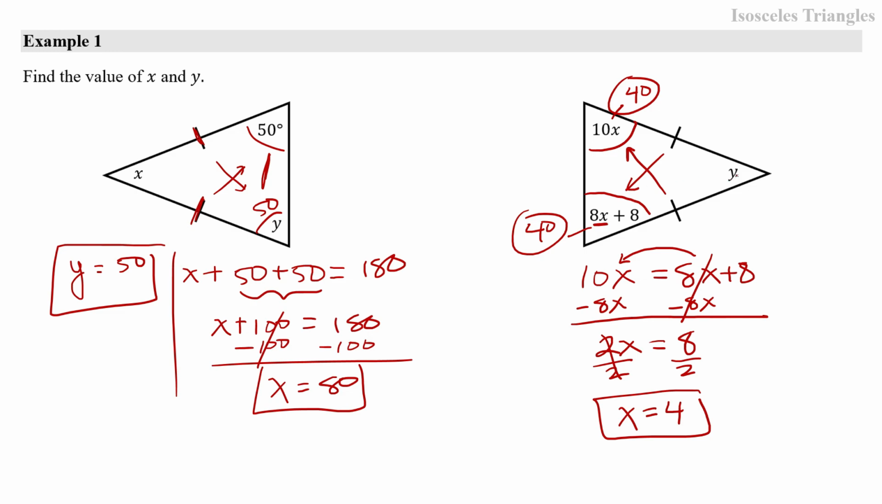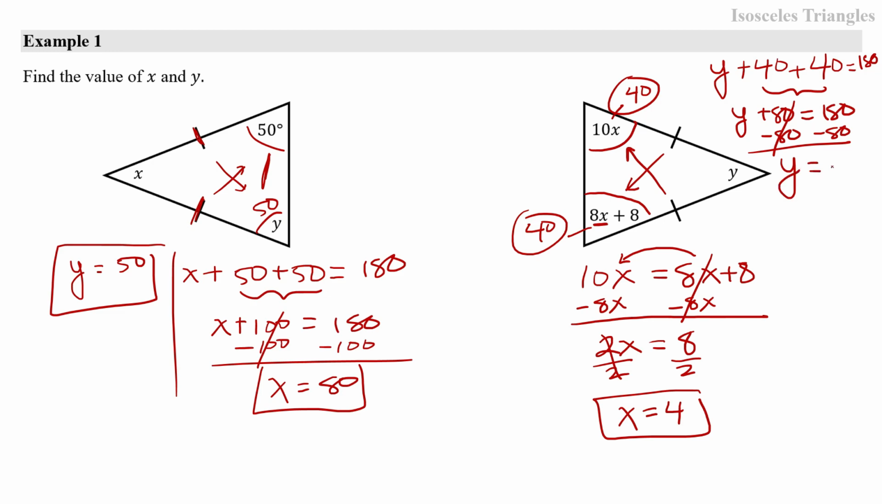But moving on to y here, I know that y plus 40 plus the other 40 — remember, all three angles have to add up to 180. And then if I combine like terms, 40 plus 40 there is 80. Then I can subtract 80 from both sides. This will cancel, and I get that y is equal to 100. And there's my answer. So x is 4 and y is 100. And that concludes our lesson on isosceles triangles.